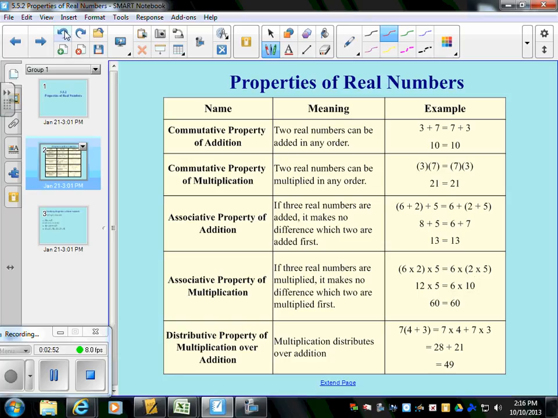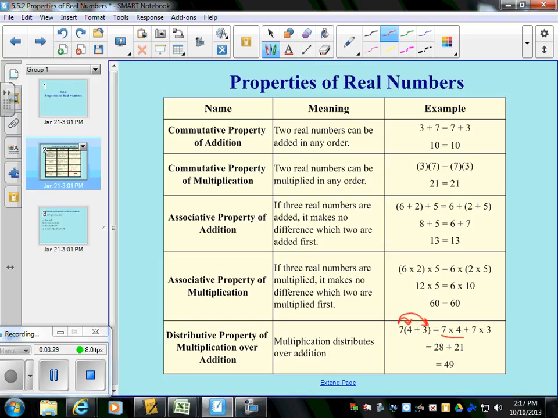The last property is the distributive property of multiplication over addition, otherwise known as the distributive property. It says that multiplication distributes over addition. For example, if we have the expression 7 times the quantity 4 plus 3, then we know that we can distribute the 7 to the 4 and to the 3. So 7 times 4 and 7 times 3.